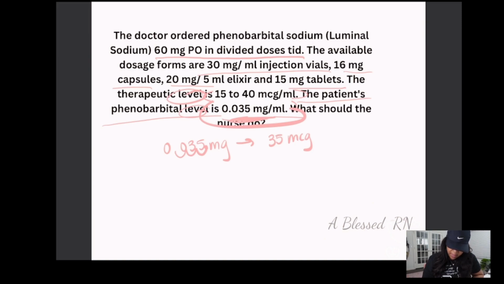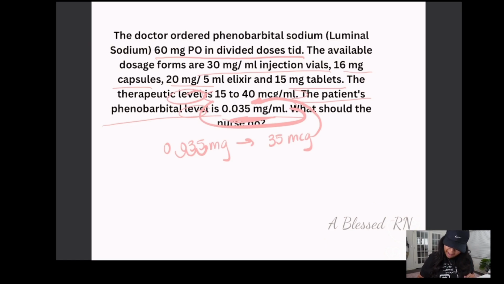And if we look back here, it tells us that the therapeutic level, so that's the level in the blood where the drug is working, that is not toxic, that is not subtherapeutic, which means it wouldn't be working. It's cool, it's doing what it needs to do. Is 15 to 40. Okay, so we got 35. So he's therapeutic and we need to keep him therapeutic.